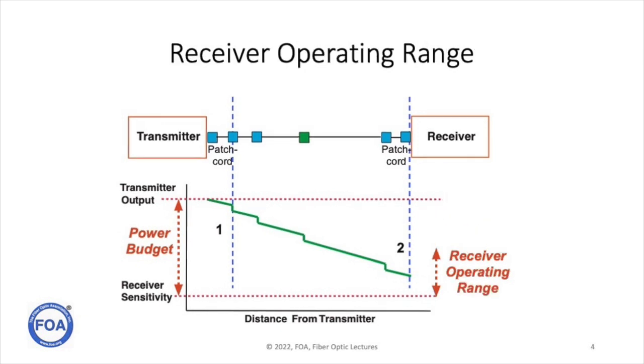But there's another data link specification that we have to pay attention to. That's the receiver operating range. We establish the power budget using the receiver sensitivity, which is the minimum amount of optical power that the receiver needs in order to operate properly. But likewise, there is a maximum amount of power that the receiver can handle before it overloads, and that can cause problems too.